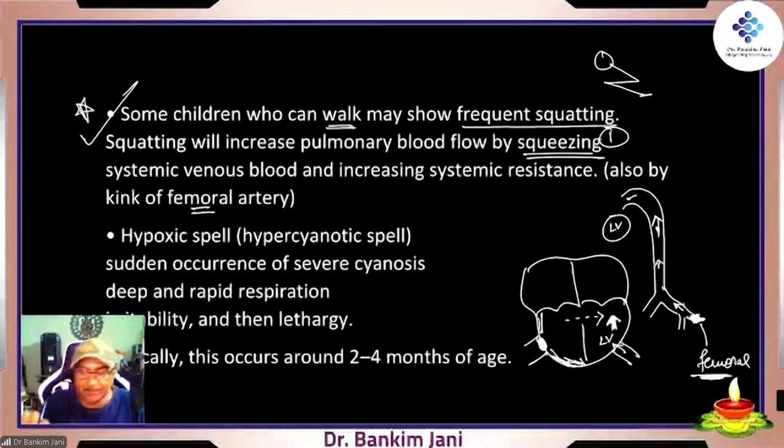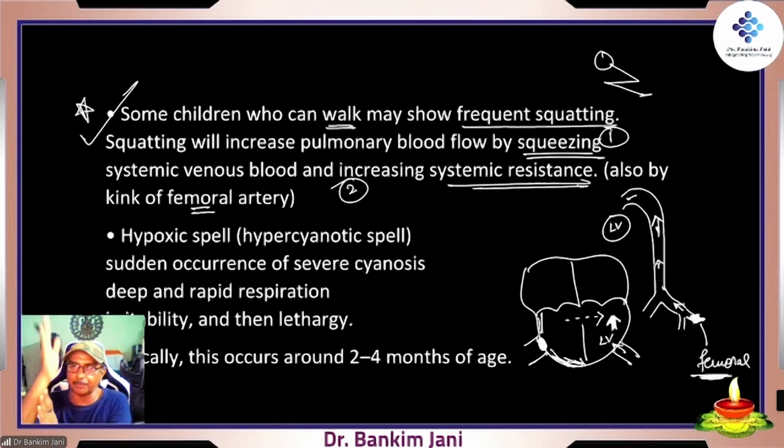Right? This is the second reason, which is called the increased systemic resistance. Why systemic resistance? Because the femoral artery is compressed, so it has generated back pressure all the way to the right ventricle and left ventricle. So whatever blood was coming from the right ventricle has decreased. When that is decreased, it means mixing has decreased. That means the quality of the blood being pumped into the system, going to the tissue, has improved. So that's why that kid will walk and then squat.